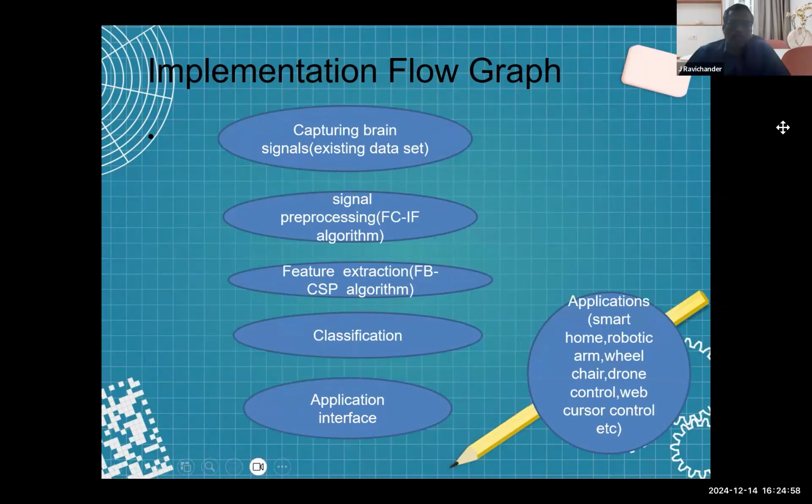So we can control devices like smart home, robotic arm, wheelchair, drone control, web console control, etc. With this, we can control the external device. In that way, we can use this brain-computer interface in assistive technologies.